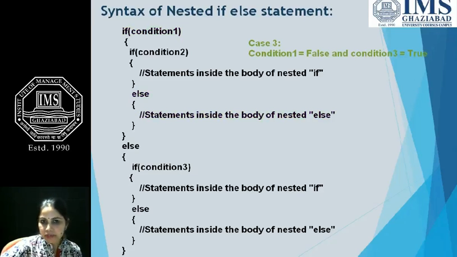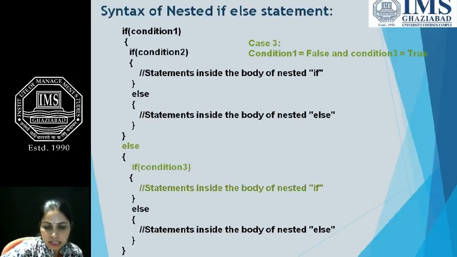In case 3, condition 1 is false. Now since condition 1 is false, my else part would be executed. In the else part I have condition 3 also. This condition 3 would now be tested, whether it is true or false. In case 3 I have considered condition 1 as false and condition 3 as true. Since condition 3 is true, these statements would be executed.